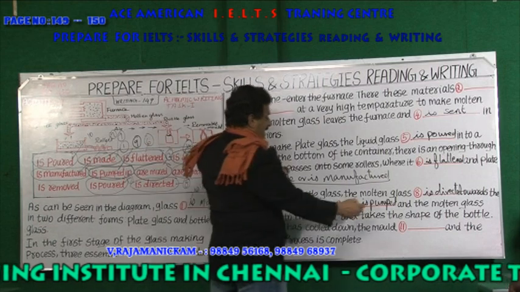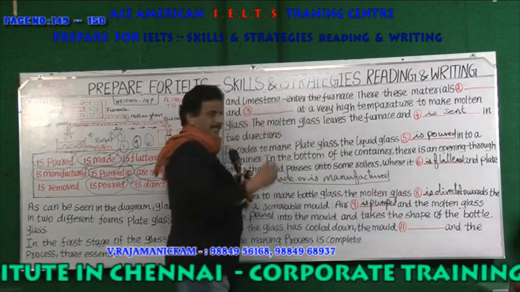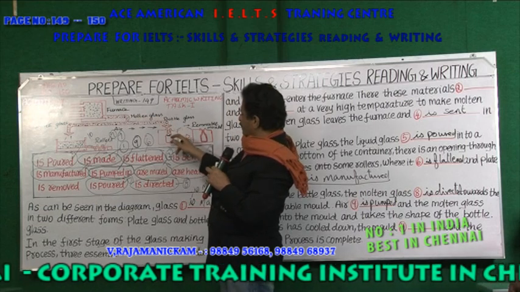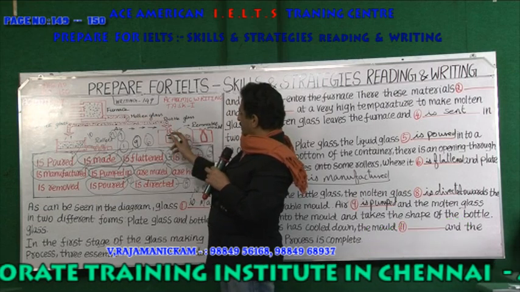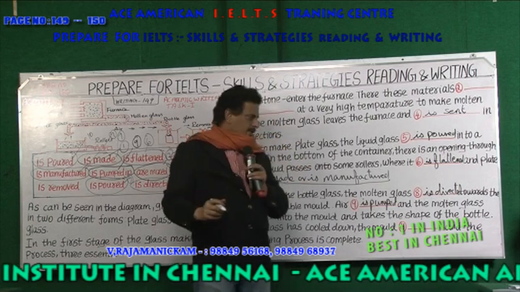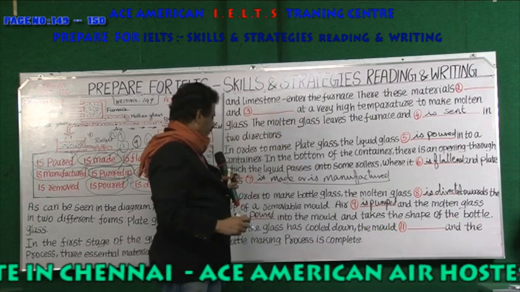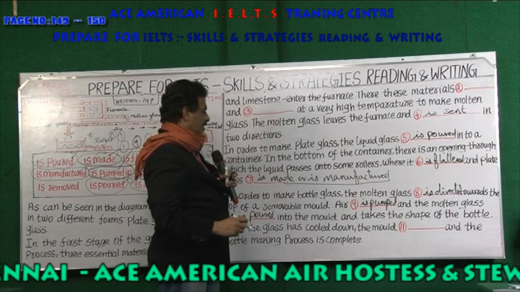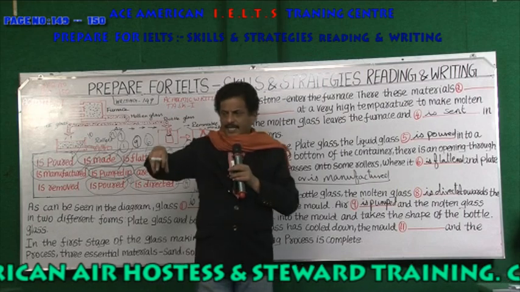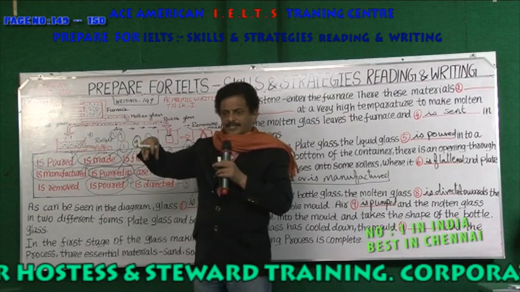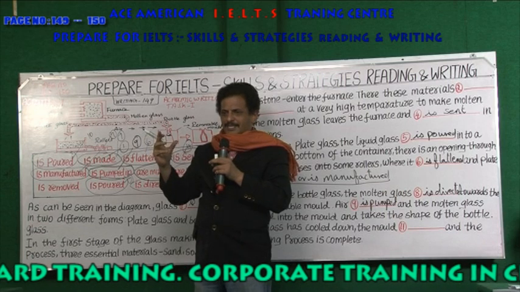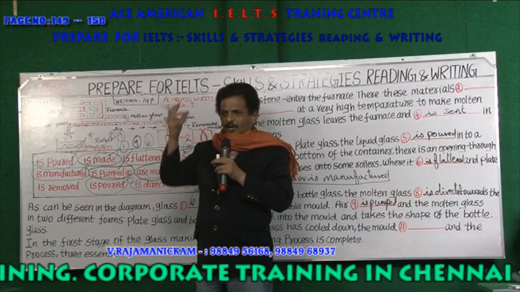Into the mold and takes the shape of the bottle. Now it takes the shape of the bottle, sir. Molten glass, you know, the air is pumped in and the bottle mold is there. It takes the shape of the mold. Able to understand? Takes the shape of the bottle. When the glass has cooled down, it is poured as a liquid, then after that you just cool it down.